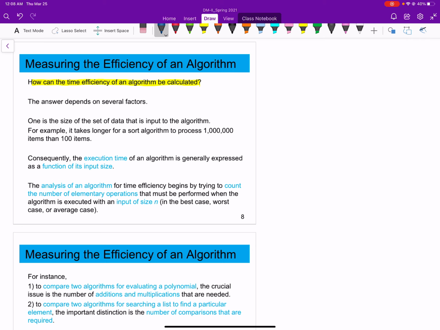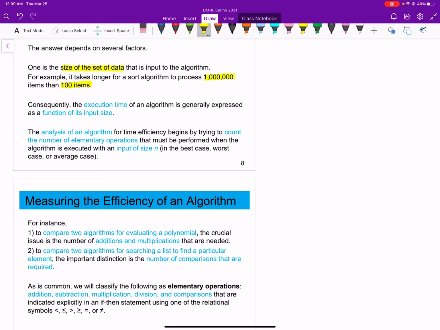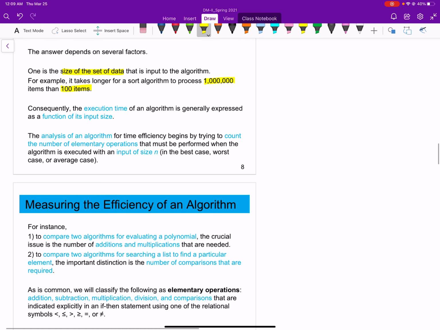This answer depends on several factors. One is the size of the set of data that is input to the algorithm. For example, it takes longer for a sort algorithm to process 1 million items than 100 items. That's very intuitive. Consequently, the execution time of an algorithm is generally expressed as a function of its input size.